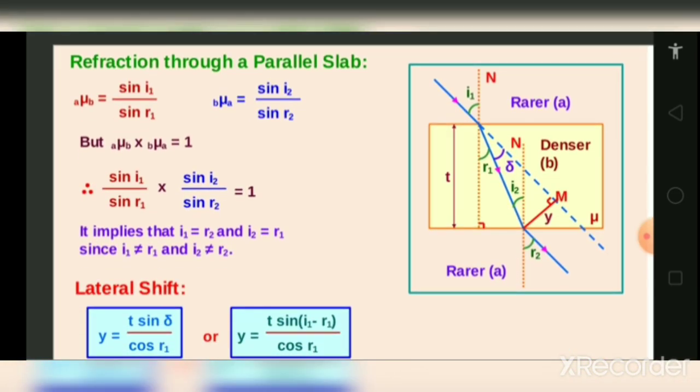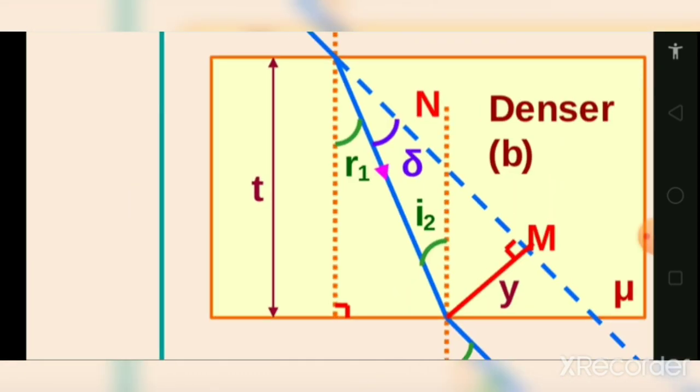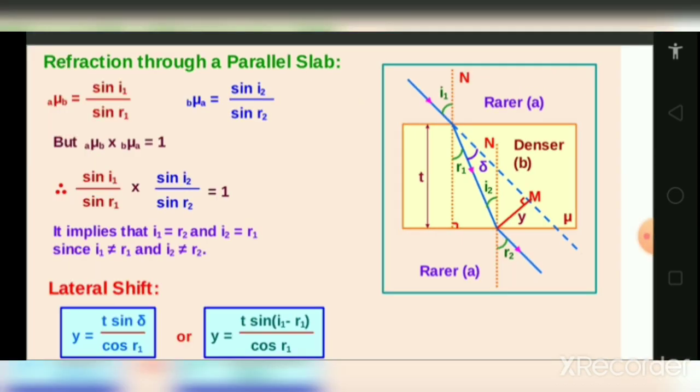which gives you the equation that n1 sine theta 1 is equal to n2 sine theta 2, or you can write in terms of n1 sine I is equal to n2 sine R. As you can see on the screen, the denser medium has its role. So I and R will change with respect to the medium you have taken. For example, you can see on the screen for the slab.